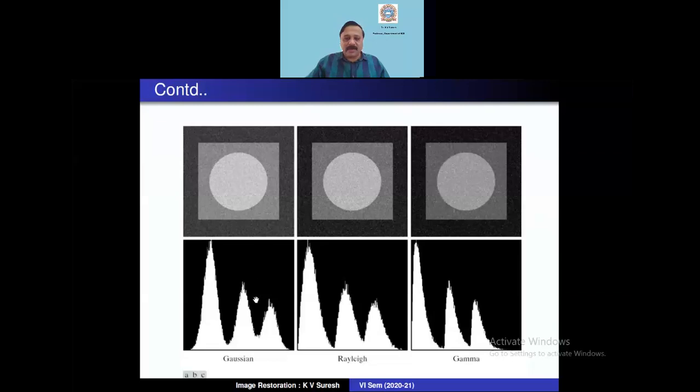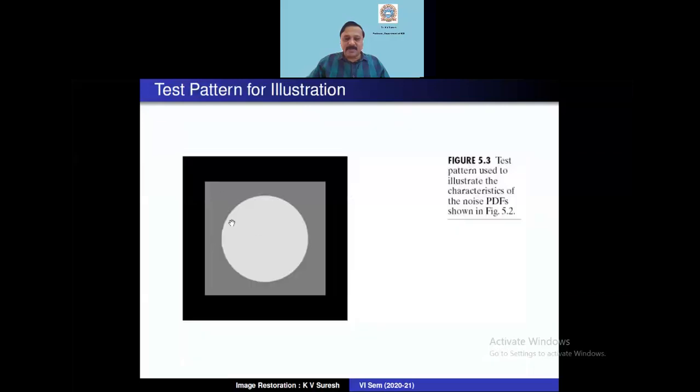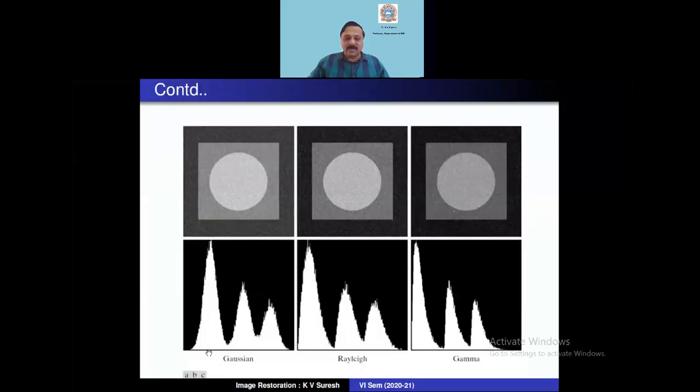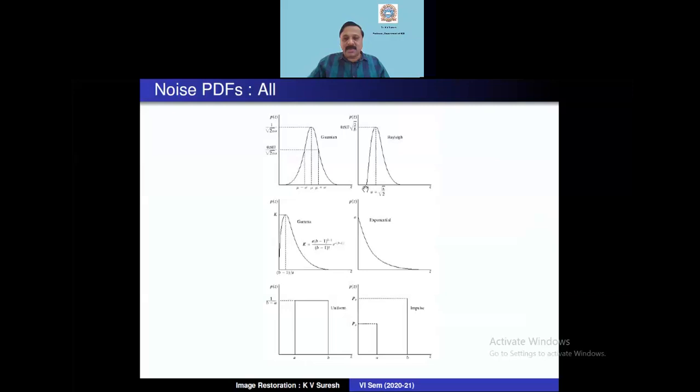But if I plot the histogram, remember I said if it is a pure image like this without noise, you would have an impulse here, another impulse here, and another impulse here. One for this, one for this, one for this. But now since it is corrupted with noise, you can observe the shapes. I am sure all of you can see a Gaussian type of curve here, a Rayleigh type of curve here. Observe, Rayleigh looks like this. It is right skewed.